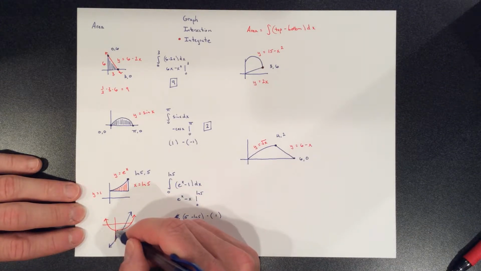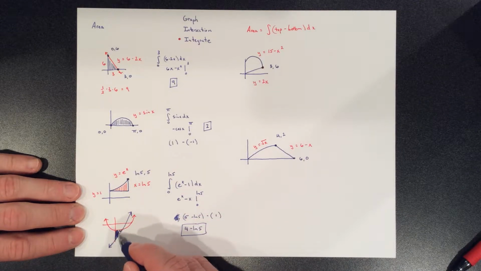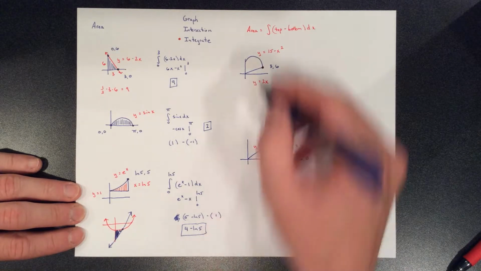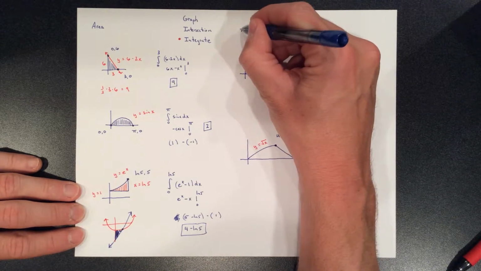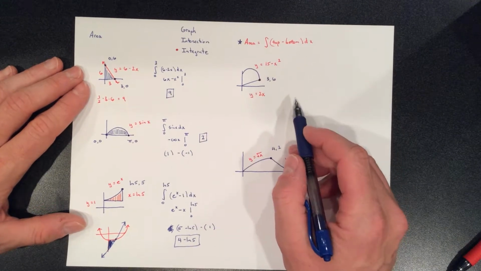If you wanted to find this area, you would integrate this quadratic minus this line from 0 to whatever this intersection point was. Again, this is key. Always going to be true, no matter what. As long as you're in dx, it's always top minus bottom.